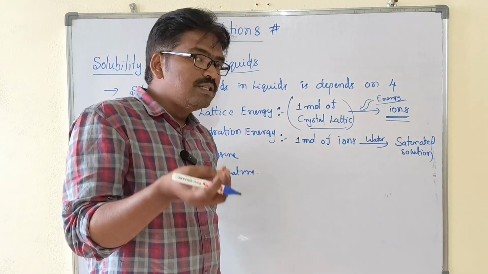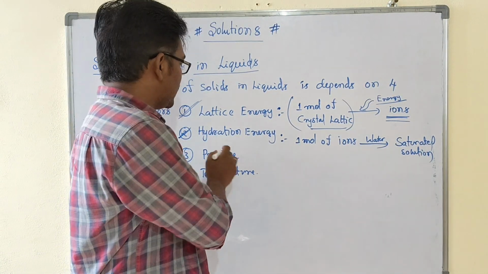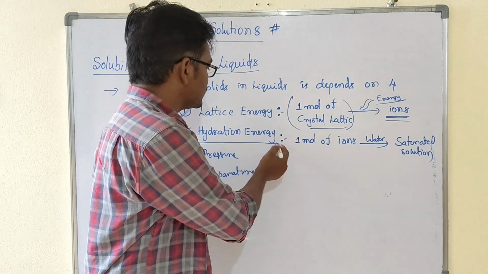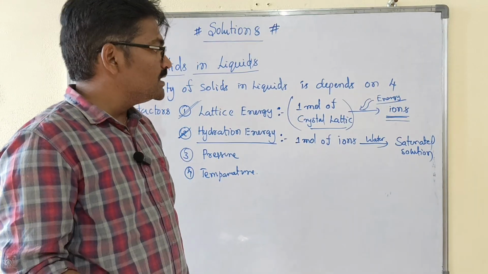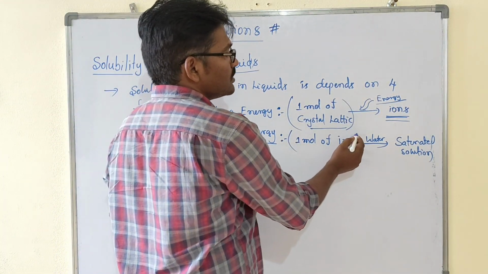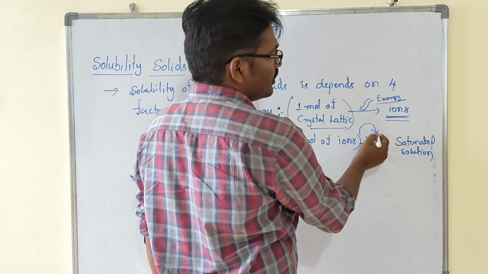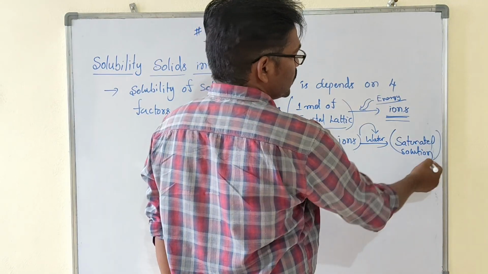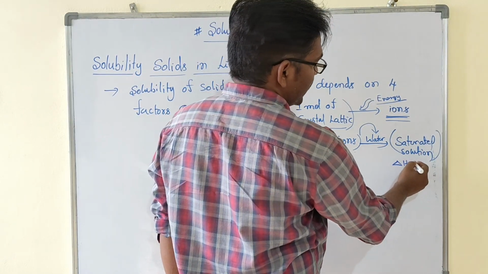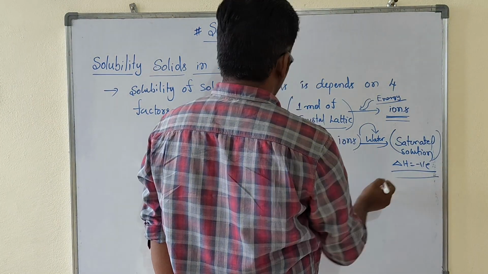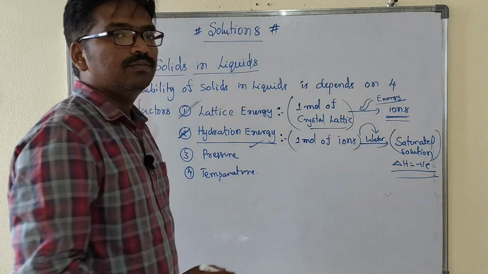The amount of energy released, so the delta H value is negative for this. The amount of energy is released when 1 mole of ions is dissolved in water to form a saturated solution. Delta H value for this is negative. That is what we call the hydration energy.